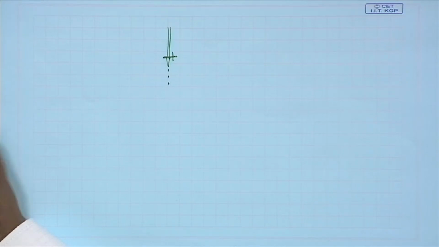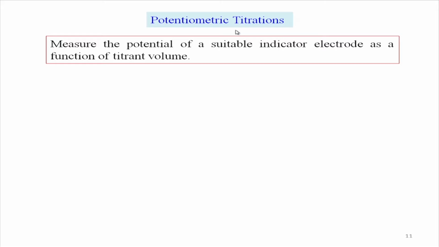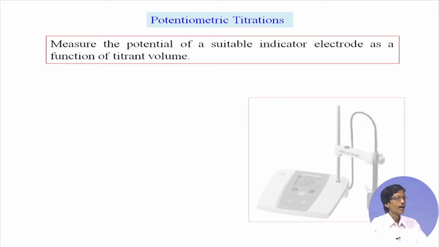So, the potentiometric titration can be defined in that way: what we use for the measurement of the potential, as you all know now, is the indicator electrode, and that indicator electrode will sense, because you have the reference electrode, and with respect to that reference the indicator electrode will measure the electrode potential as a function of titrant volume. As I told you in our previous class, against volume you plot the potential. So, you measure the potential and the volume.